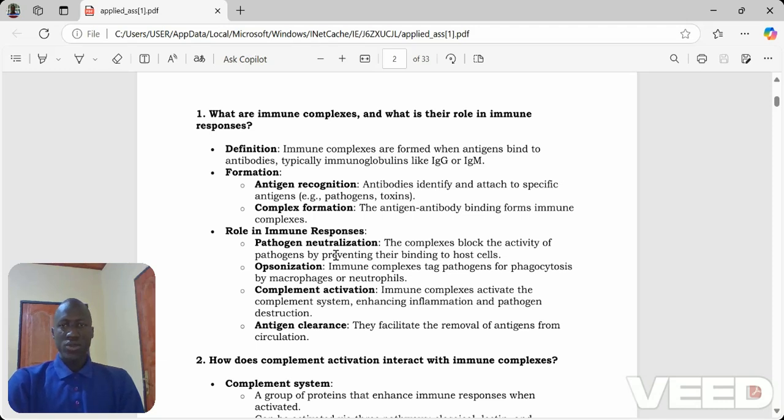The role of immune complexes in immune responses: they have four roles. The first one is pathogen neutralization: the complex blocks the activity of pathogens by preventing their binding to host cells. Opsonization: immune complexes tag pathogens for phagocytosis by macrophages or neutrophils. Complement activation: immune complexes activate the complement system, enhancing inflammation and pathogen destruction. Antigen clearance: they facilitate the removal of antigen from circulation.